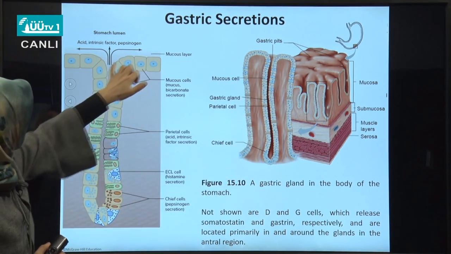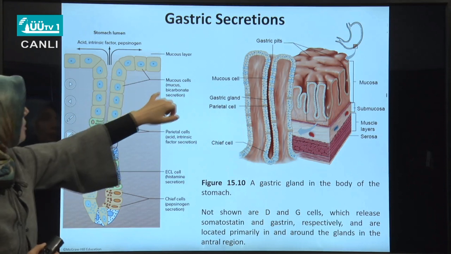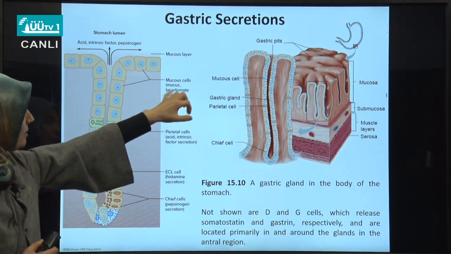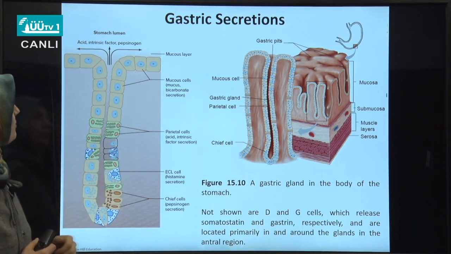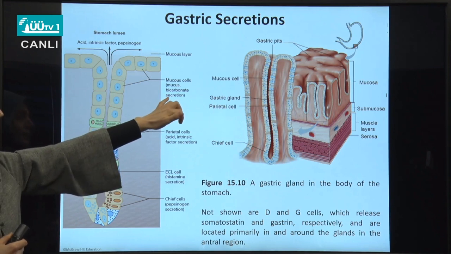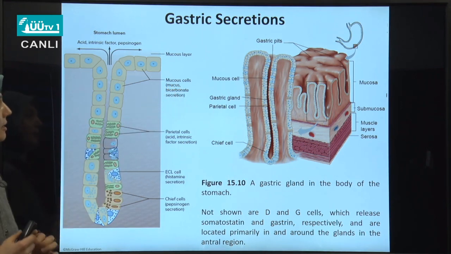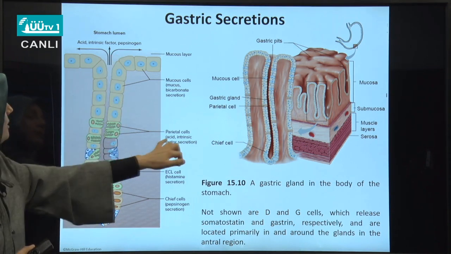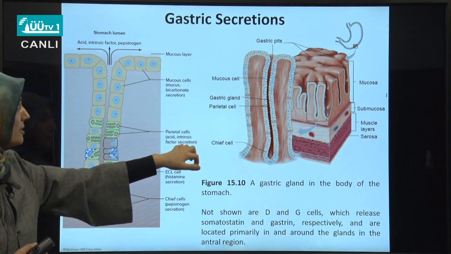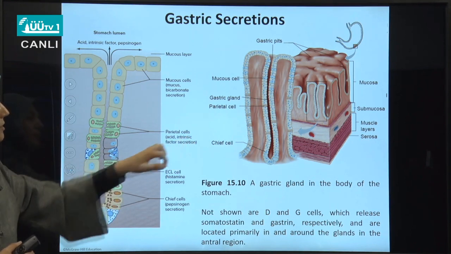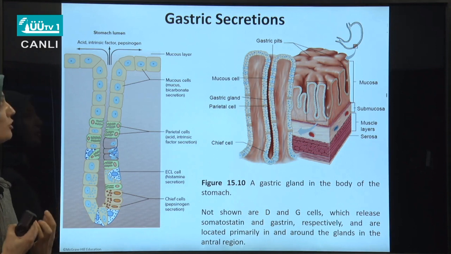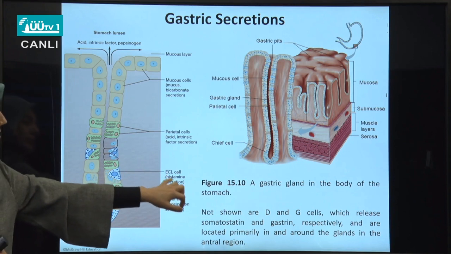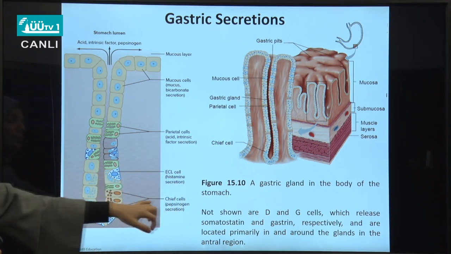Okay, so these upper cells secrete the mucus and bicarbonate. Mucus and bicarbonate increase the pH of the stomach, and mucus helps the digestion. Parietal cells secrete the acid, hydrochloric acid, and also intrinsic factor. Intrinsic factor is a very important factor for absorption of vitamin B12. And enteroendocrine cells secrete histamine, and chief cells secrete pepsinogen.